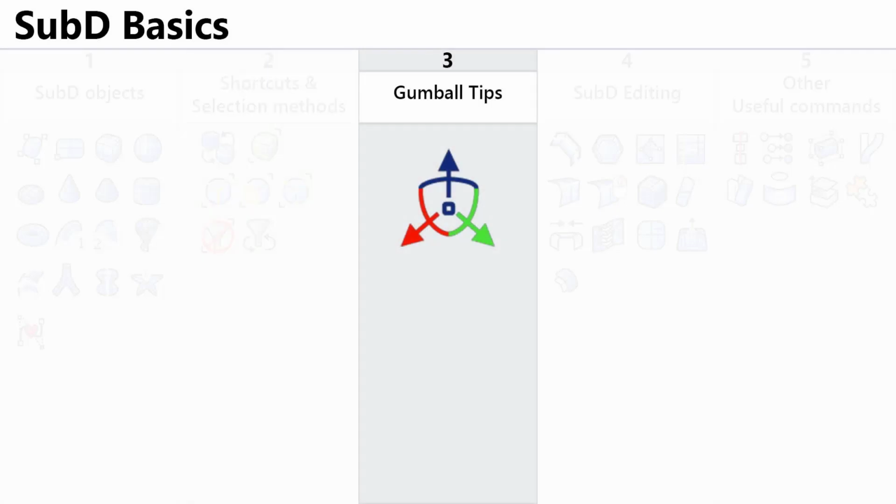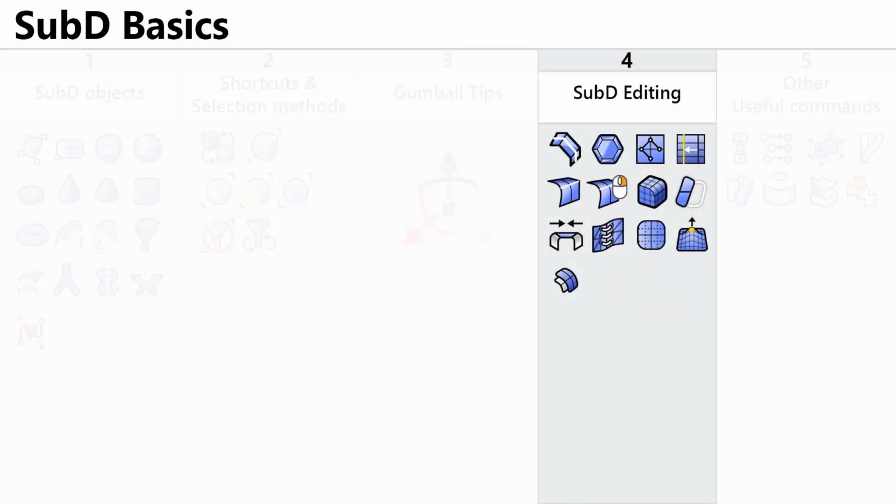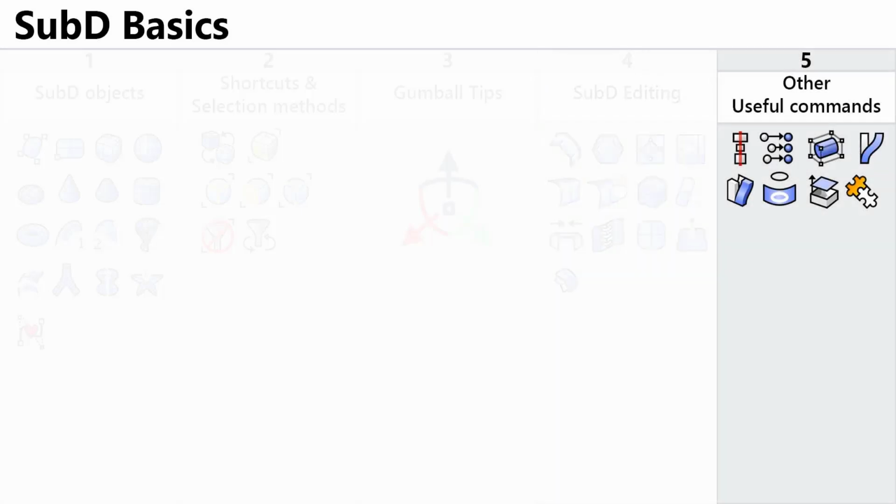After that, we are going to learn some important tips about how to use a Gumball, because basically when we are going to adjust an organic shape, we are going to use the Gumball a lot. After that, we are going to learn more about SubD editing tools to add edges, to remove edges, and a lot of other stuff. And finally, we are going to learn a few other commands that are useful in editing SubD too.